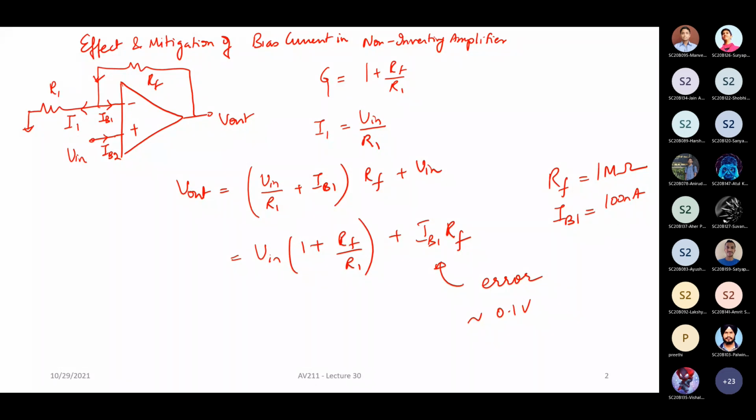This is a fairly large value, especially if you're looking at precision applications where you want to amplify signals in a very precise way. Let's say you're counting your single millivolts. Here you have an error of 100 millivolts, right? So how to take care of this?